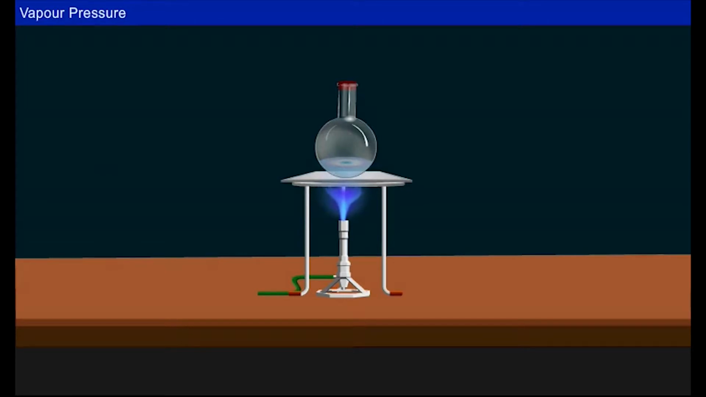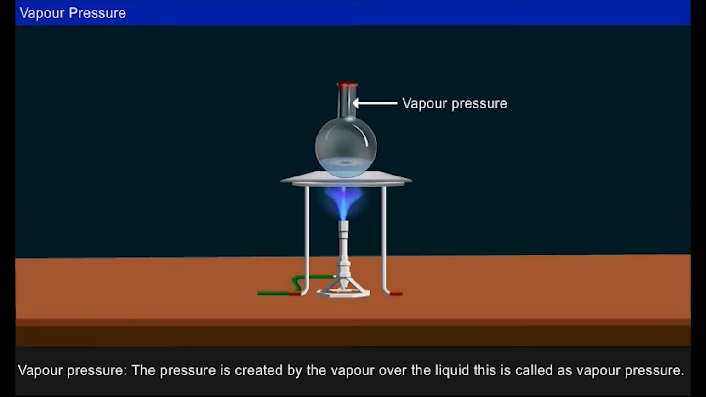When water is heated in a flask, the water vapor can be seen above the surface of the water level. Thus, a pressure is created by the vapor over the liquid. This is called vapor pressure.